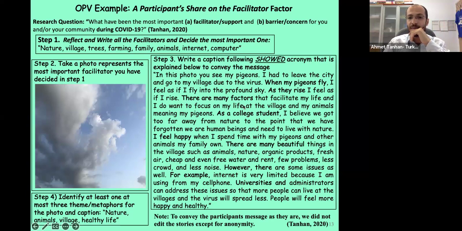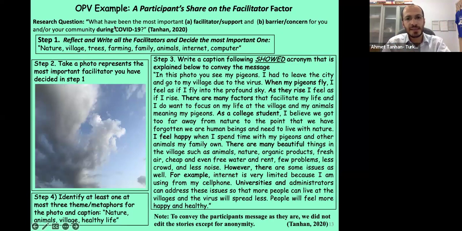And then in step 3, he has shared his story, right, following the short acronym. And then in step 4, he provided the heart of the narrative, the story. And this is published, it's out there. You can go to Tanhan 2020 and see the full story and the other stories as well.